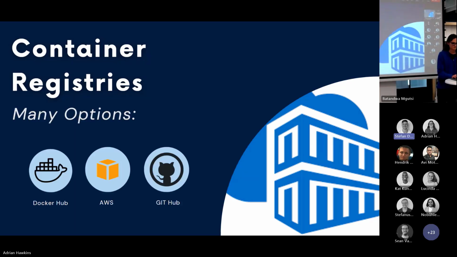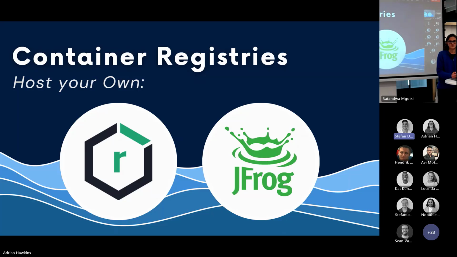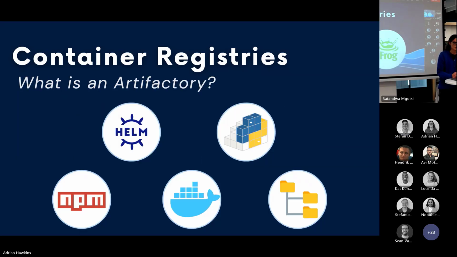Container registries. Now, there are many options out there for container registries, such as Docker Hub, AWS, GitHub, and much, much more. But why not host your own? Using an Artifactory tool such as Sonatype Nexus or JFrog, we can achieve this. Now, what exactly is an Artifactory? Artifactory is a tool that allows you to publish things such as Helm charts, pip packages, npm packages, raw files, and Docker images on a privately hosted registry.